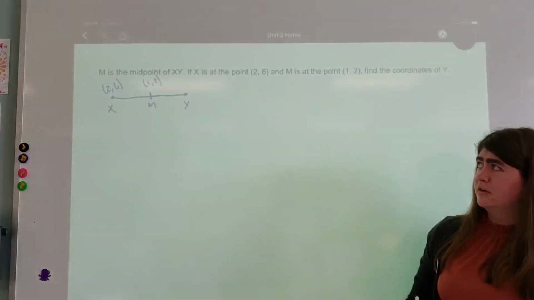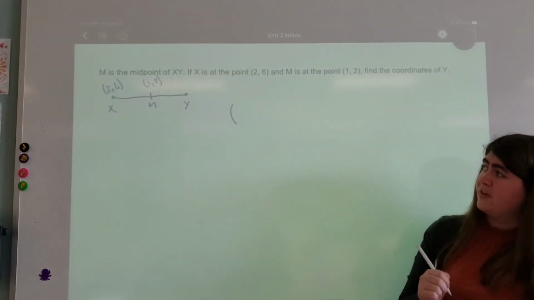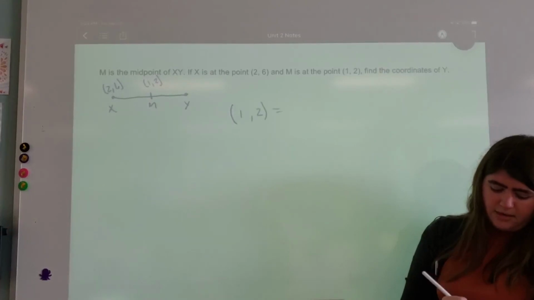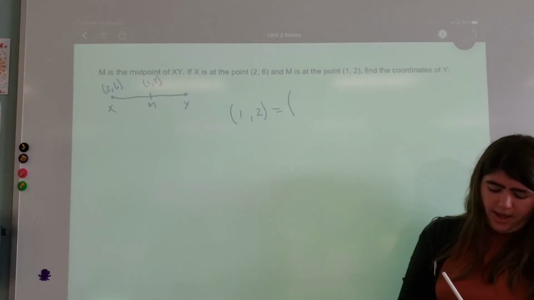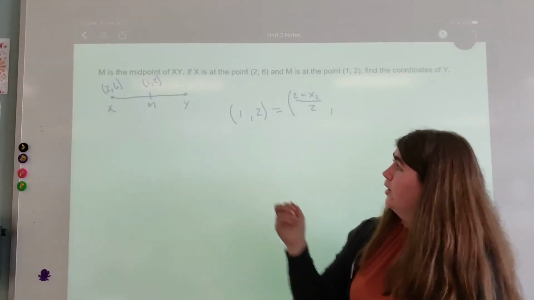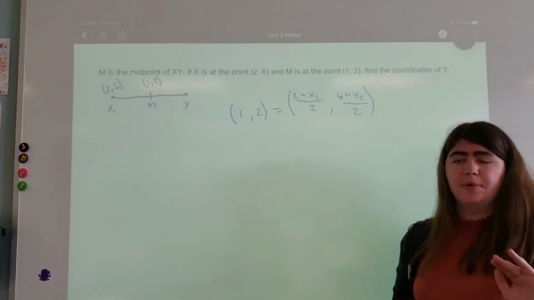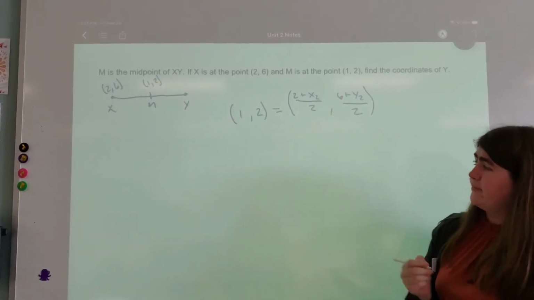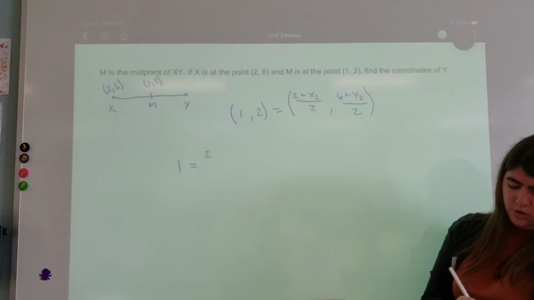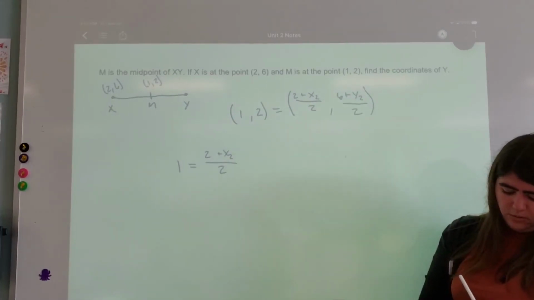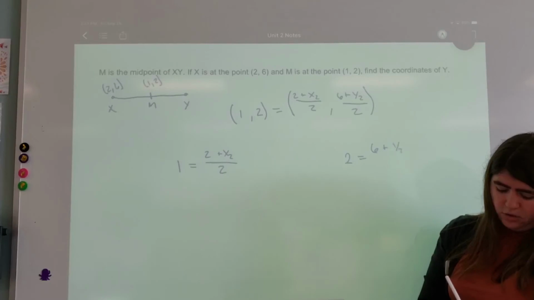So how you want to think of that? Our midpoint, M, was represented by points before, but this time we know it. So we have this point (1, 2), and that is equal to our formula, which is our x1 plus our unknown x2 divided by 2, and our y1, which we know is 6, plus our unknown y2 divided by 2. So really what's happening here is we have two separate equations. So I have 1 for my x is equal to 2 plus x2 over 2. And I have a separate equation for my y. So I have 2 is equal to 6 plus y2 over 2.